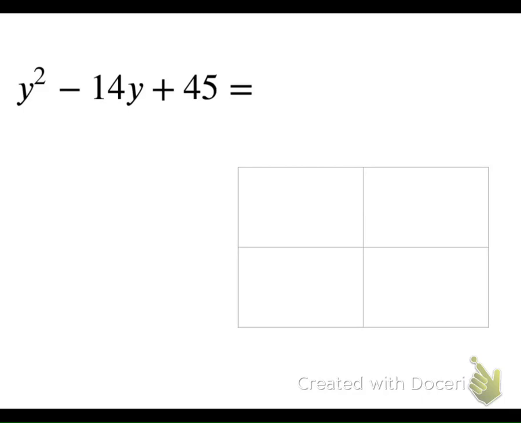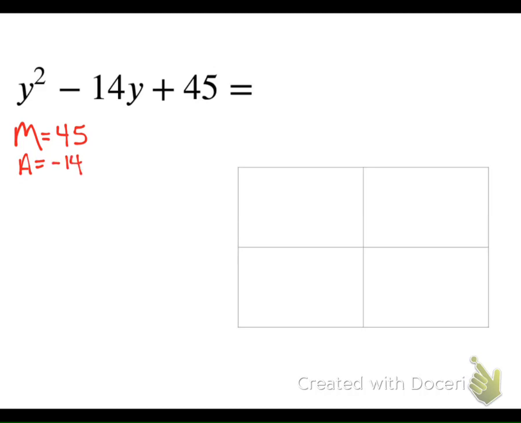But fast factor, you can only do it if there's no number with my first term. So do I have a number for this first term here? No. So we're still going to find our m. Basically our m is 1 times 45, which is 45. What's our a? Negative 14.